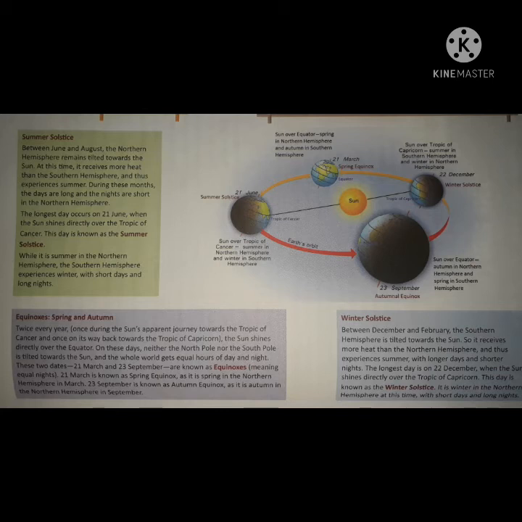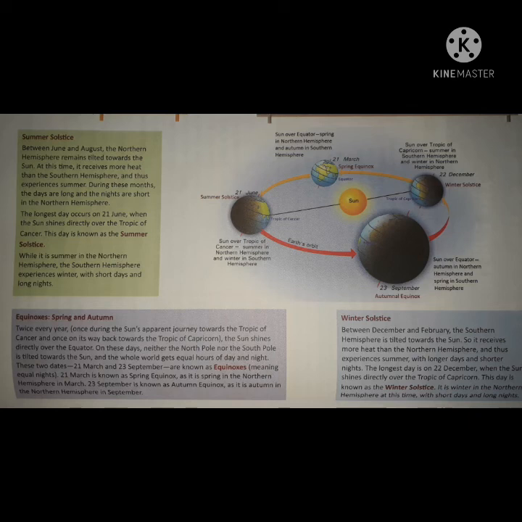Spring and autumn. Twice every year, once during the sun's apparent journey towards the Tropic of Cancer, and once on its way back to the Tropic of Capricorn, the sun shines directly over the equator, and on these days neither the North Pole nor the South Pole is tilted towards the sun. The whole world gets equal hours of day and night. These two dates are 21st March and 23rd September. These are known as equinoxes, meaning equal nights.